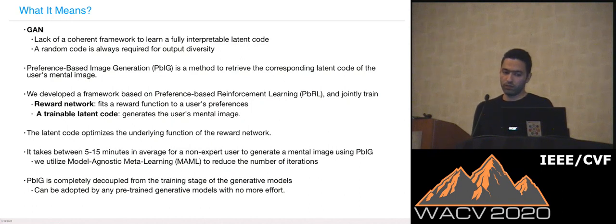It's preference-based image generation, which is a method to retrieve the code that can generate any image that you have in your mind. To do so, we develop a framework which is based on preference-based reinforcement learning.